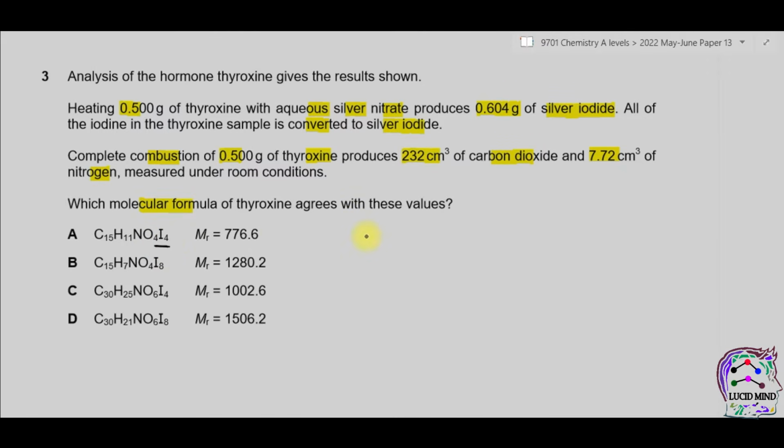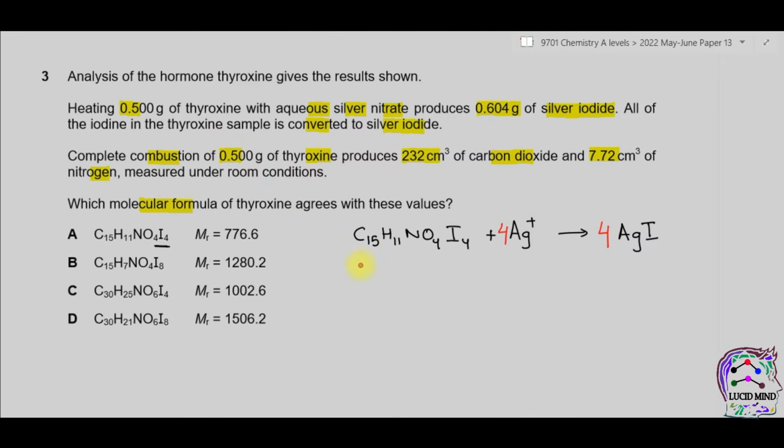So now we can write a balanced equation with silver nitrate. So we have C15H11NO4I4. From silver nitrate we have silver ions that will form silver iodide. As it says, all of the iodine is converted, so all of this iodine is converted with silver to AgI. Now we are not concerned with the other products. Let's see if we can balance this. As we have 4 iodine, we can write 4 with AgI, so it will become 4Ag positive.